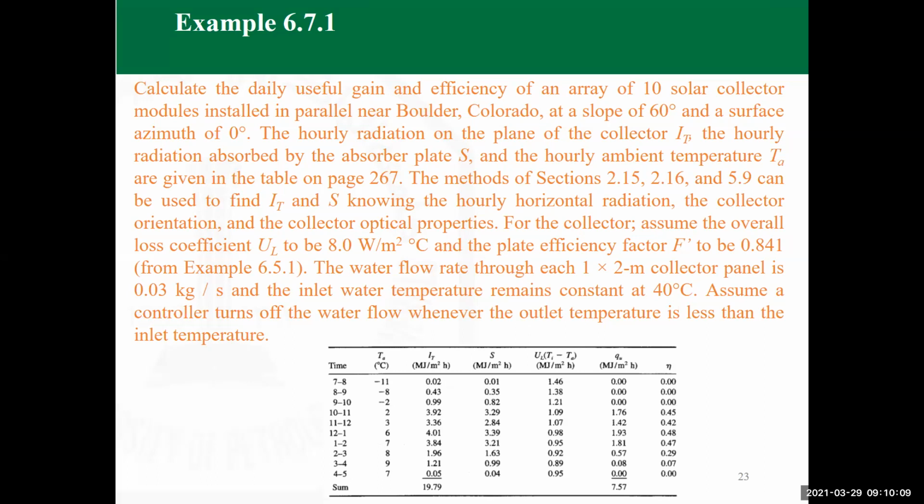The water flow rate through each collector, with a surface area of 1 meter by 2 meters in dimensions, is 0.03 kilogram per second. The inlet water temperature is assumed constant at 40. This is just for simplification because normally we know that during the day the temperature of the water changes. Suppose that you have water in pipes that are exposed to the surroundings. We expect the water to be cold in the morning and the evening, and its temperature would rather increase during the day. So this is just for simplification. It's given as a value Ti equal to 40.